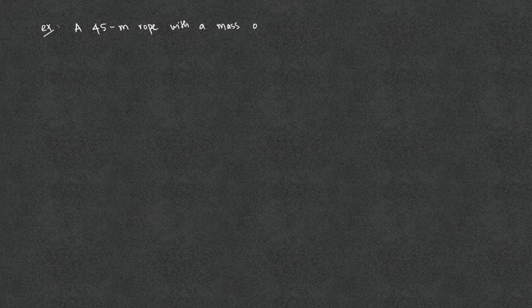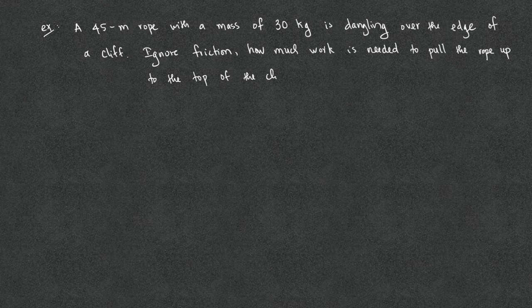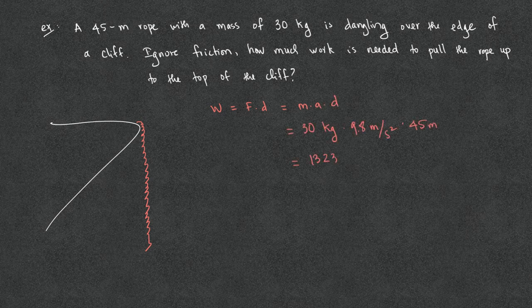An example: a 45-meter rope with a mass of 30 kilograms is dangling over the edge of a cliff. Ignore friction. How much work is needed to pull the rope up to the top of the cliff? A very wrong approach is to assume that the force is constant. It is absolutely wrong to find the work by taking force times distance. The force is the mass times the acceleration, but this is not correct because the force is not constant.